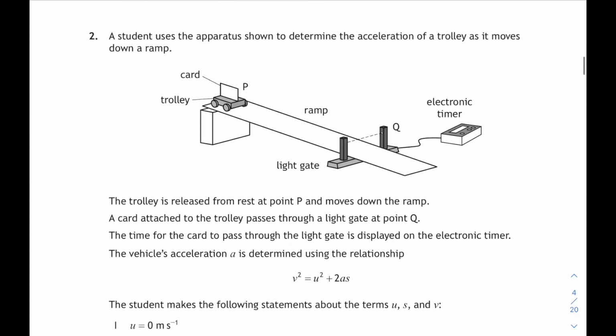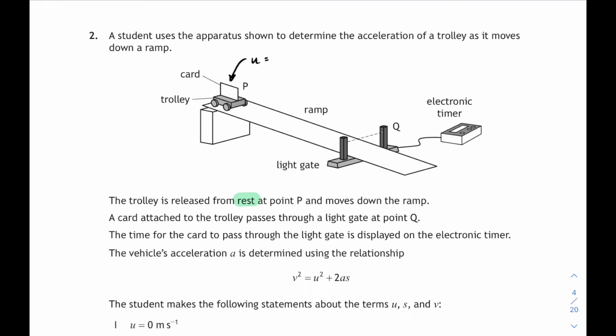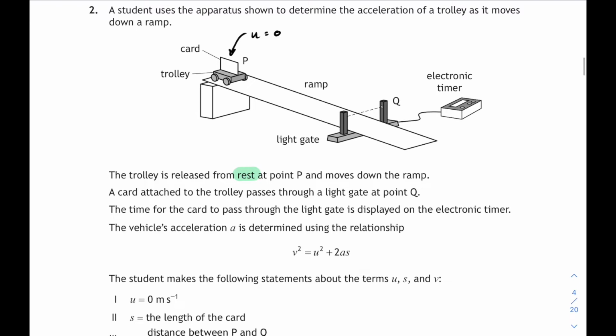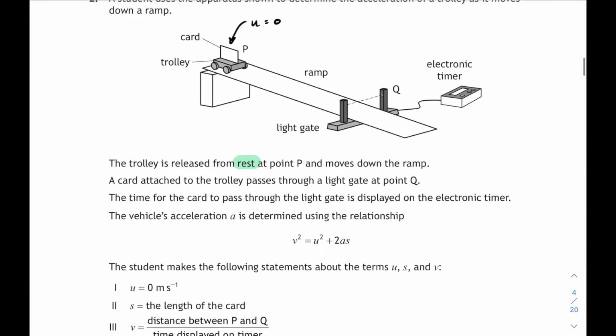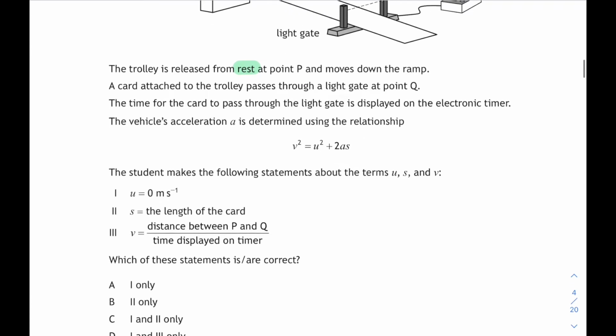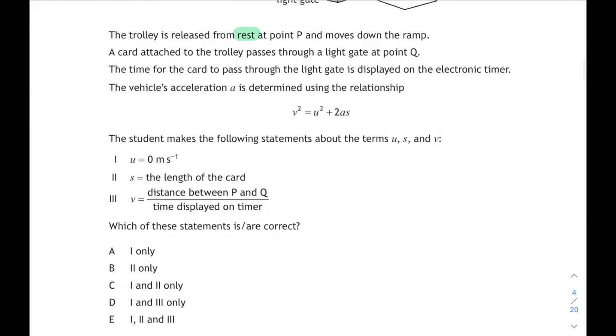Question 2. A student uses the apparatus shown to determine the acceleration of a trolley as it moves down a ramp, and the trolley is released from rest at point P and moves down the ramp. So it's going to have an initial velocity at the top of the slope, u equals 0. Now let's see what we're asked here. The time taken for the card to pass through the light gate is displayed on an electronic timer, and the vehicle's acceleration a is determined using the relationship v squared is u squared plus 2as.